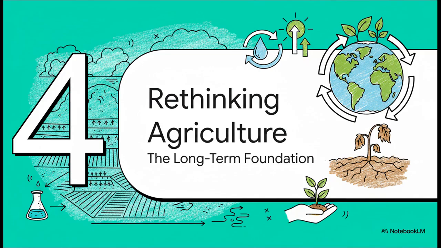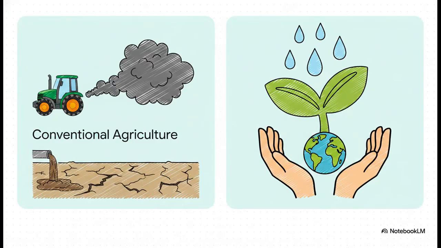We've talked about tech and aid, but what about the long-term perspective? How we currently grow our food is a massive, unsustainable drain on the very resources we need to survive. Let's put these two approaches head-to-head. First, conventional agriculture. This is how a huge chunk of the world currently operates. The challenge? It's an immense resource drain.